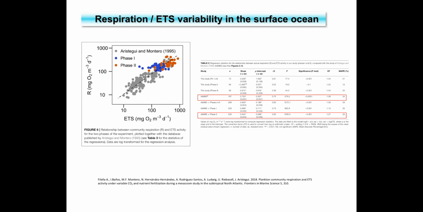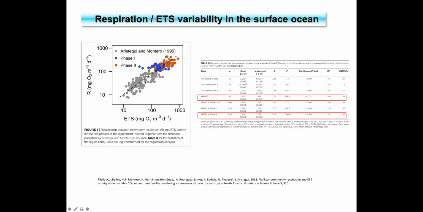We have very little information on the relationship between R and ETS in the dark ocean, but we have some information in the surface ocean, in the epipelagic ocean. I wanted to bring up here what I think is the most complete database on respiration and ETS in the surface ocean. All these gray dots belong to a paper we published in 1995. They belong to different cruises from different oceans, from the Gulf of California to the North Atlantic, to the Southern Ocean, to the Mediterranean, to the Canary Islands, to many places, in fact.